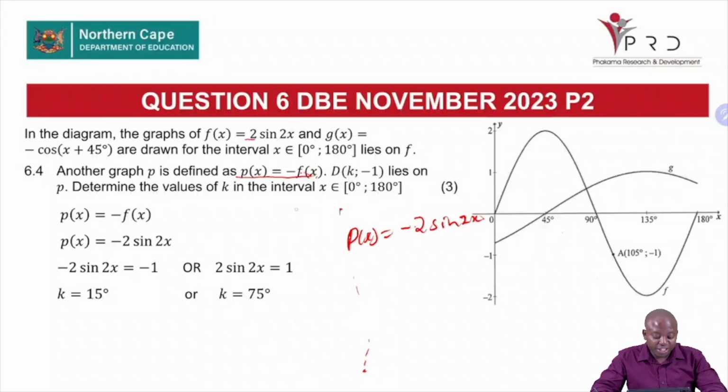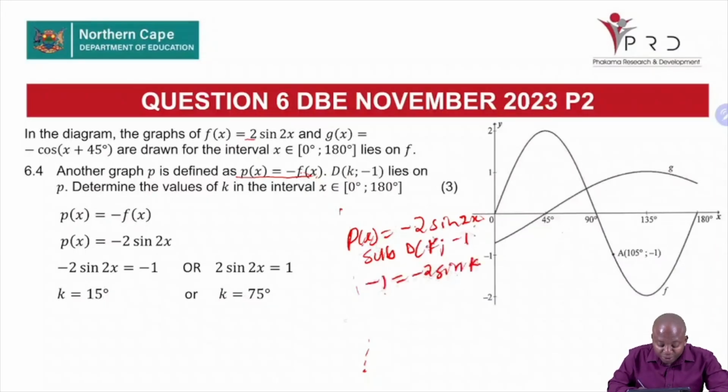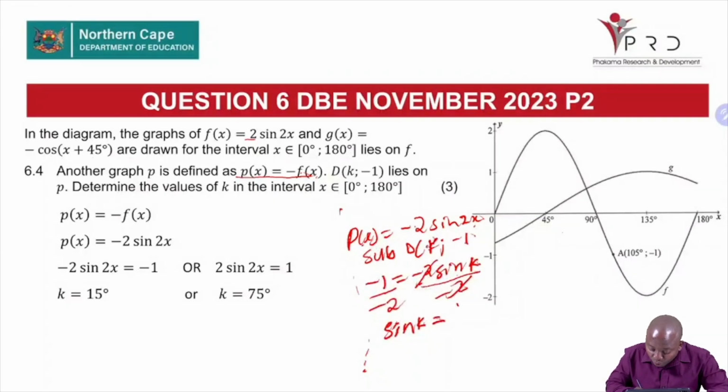So this one is going to give us a general solution. Now what we do, we substitute point D, which is k, negative 1. Now, what do we now have there? Our y value is negative 1, which is equal to negative 2 sine 2k, because k is our x value in this case. So, what do we now have? We say arc sine for both sides, then we'll have a reference angle in this case. So, what is our reference angle now? We're going to start by dividing by negative 2. Then what we have is sine 2k is equal to 1 over 2.